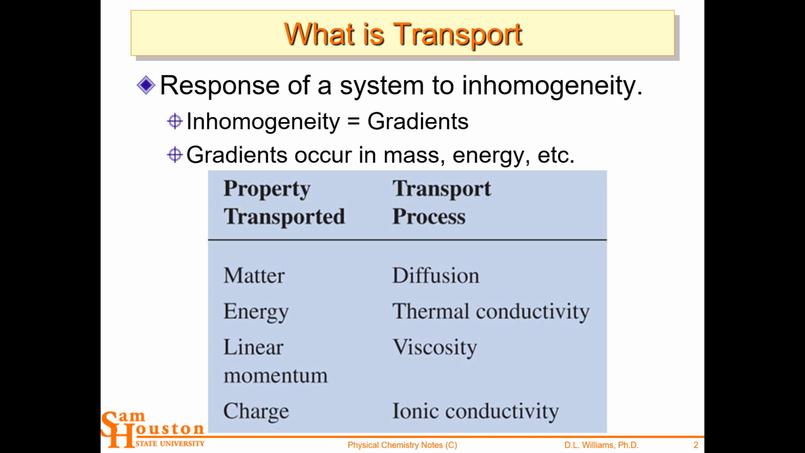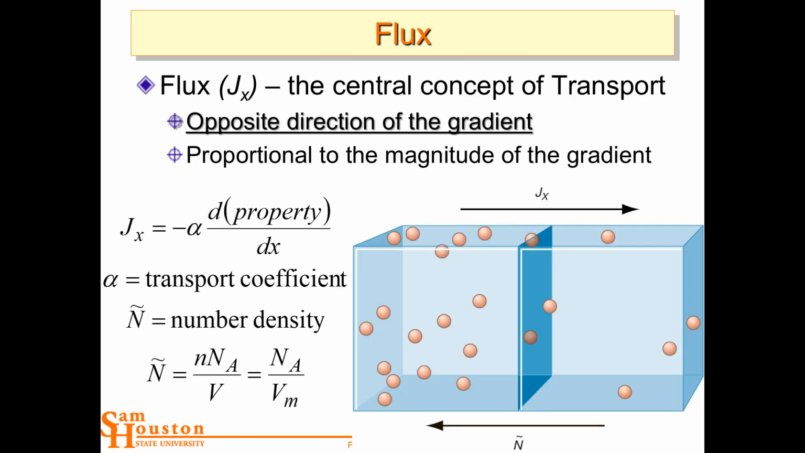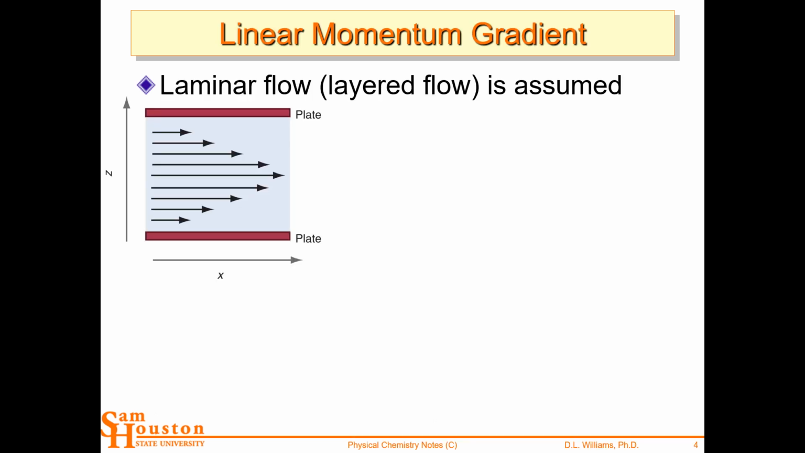So in terms of transport, we're in the viscosity area. So this is a gradient in linear momentum. And it's linear momentum because we're talking about laminar flow, and we'll discuss that in a second. And so now instead of particles being our gradient, it's going to be flow, so velocity across a surface. Now it's easiest, I think, to envision this in a pipe, okay? But it's really just flow above a surface. So we're talking about laminar flow or layered flow.